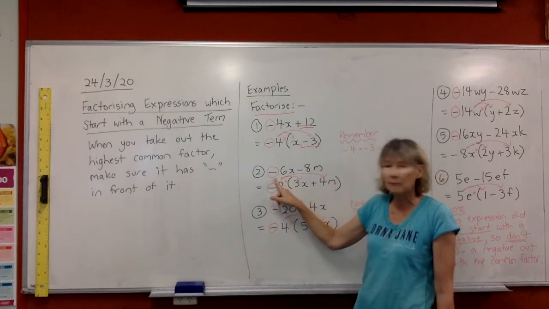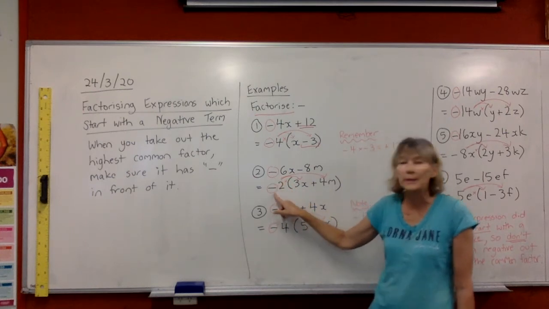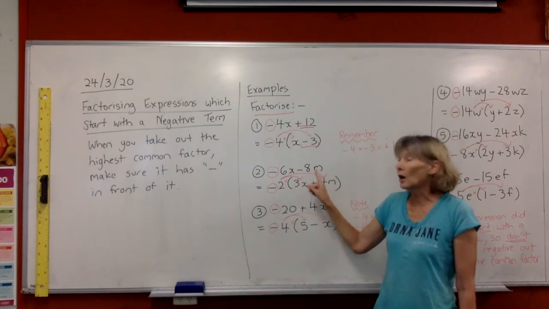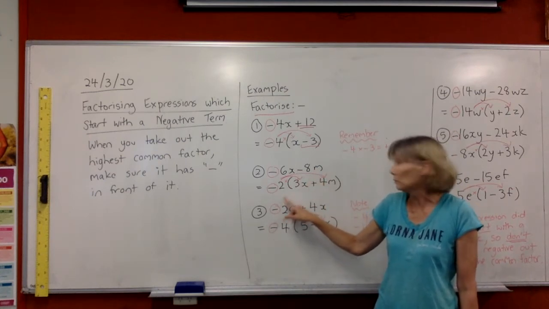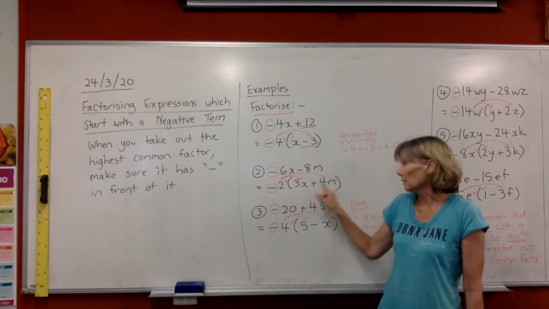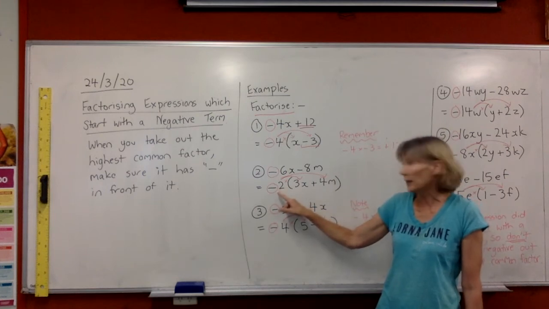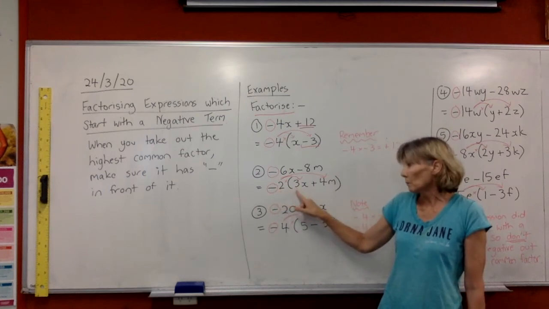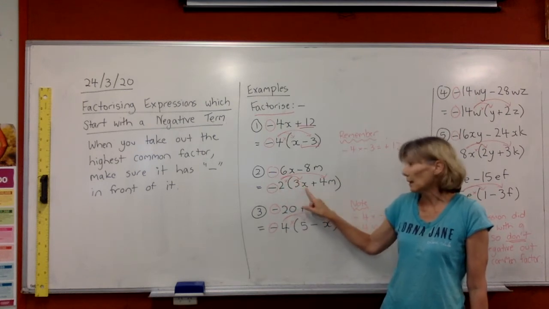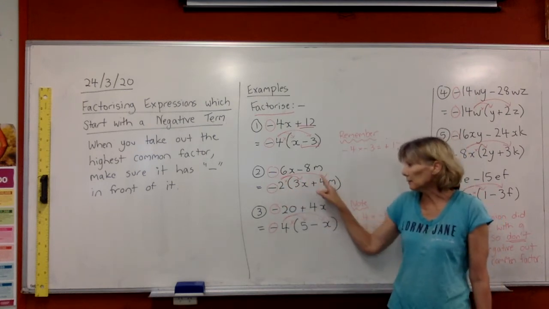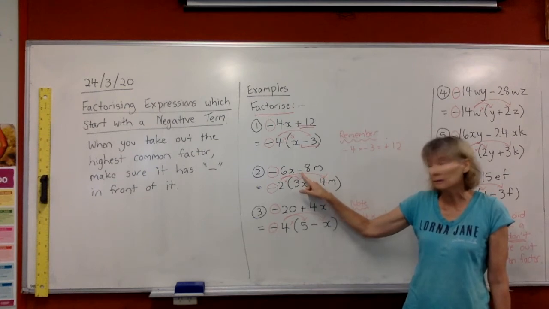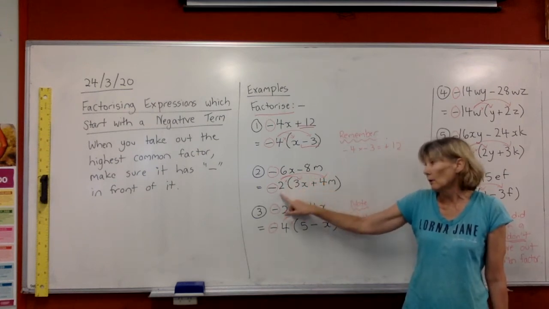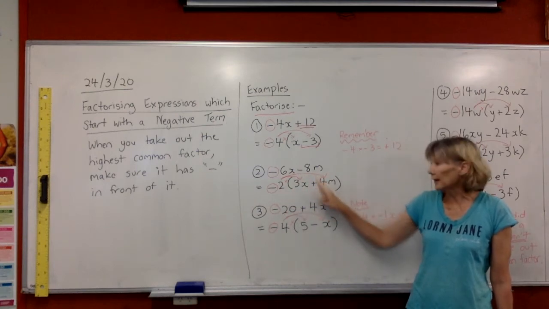Down here on this one, again it starts with a negative, we take a negative out, look for the highest common factor, which is 2. There are no common letters, and write down what's left. So if we take out a negative 2, we have no sign in here, but we have a 3, 2 times 3 is 6, and the x. This one here, we need to get a negative here, so negative times a positive will give you that negative, and 2 times 4 will give you 8, and our m.